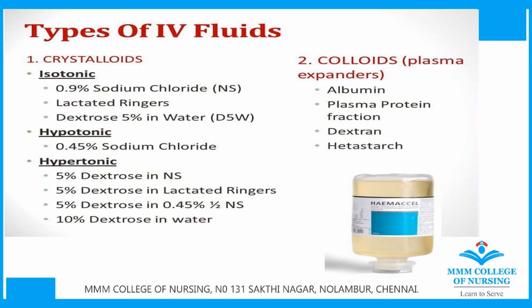About the types of IV fluids and its examples, crystalloids. About isotonic solutions, the examples are 0.9% sodium chloride, Ringer lactate and 5% dextrose. Examples of hypotonic solutions are 0.45% sodium chloride. And about the hypertonic solutions, 5% dextrose in Ringer lactate, 5% dextrose in 0.5% solution and 10% dextrose in water. And about the examples of colloids, albumin, plasma protein, dextran, starch.